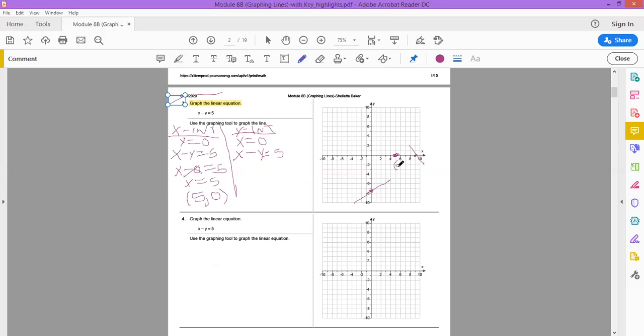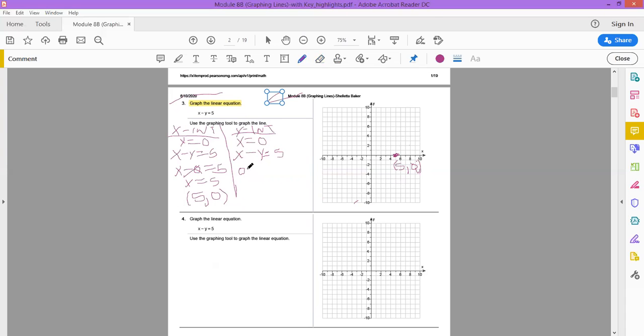Let's just label as 5, 0. Get rid of these extra lines. So that 5, 0 is our first point. Now we'll substitute 0 for the x-coordinate in order to get the y-intercept.